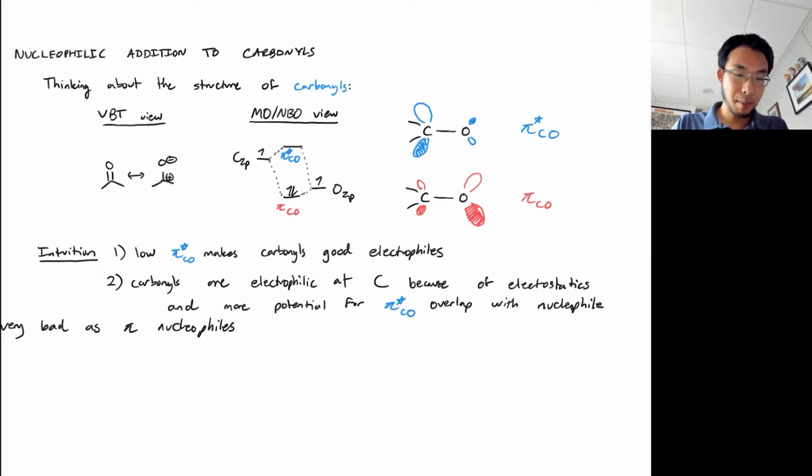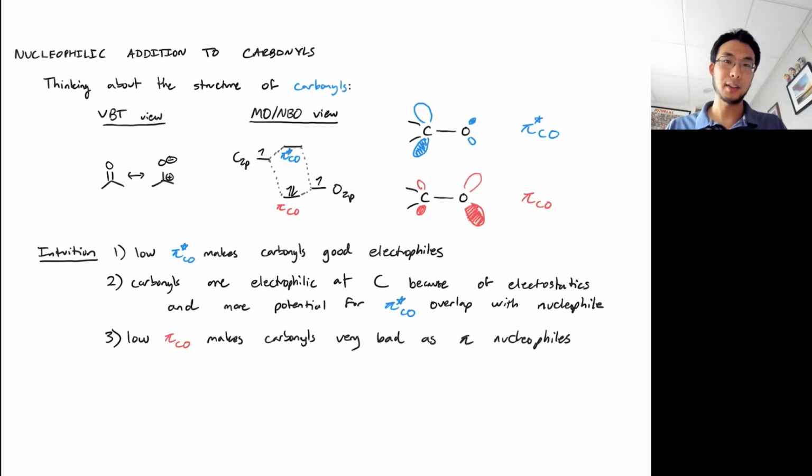A third thing to keep in mind that will become more and more relevant as we learn more and more about different types of reactions: carbonyl pi bonds, so the pi bonding CO molecular orbital, that one is very low in energy, relatively speaking, and so then this is a bad nucleophile. We essentially never see carbonyl pi bonds acting as nucleophiles.